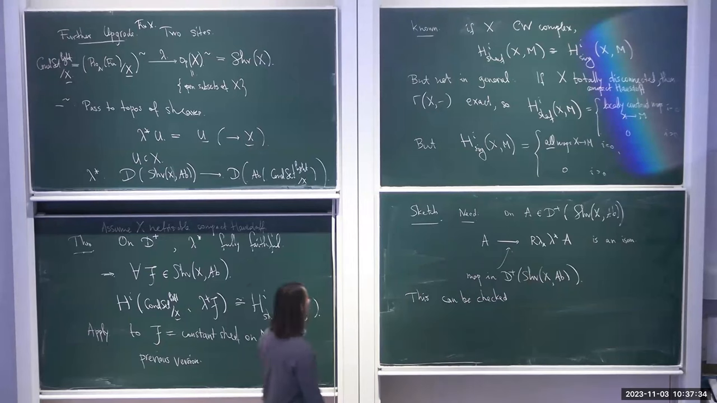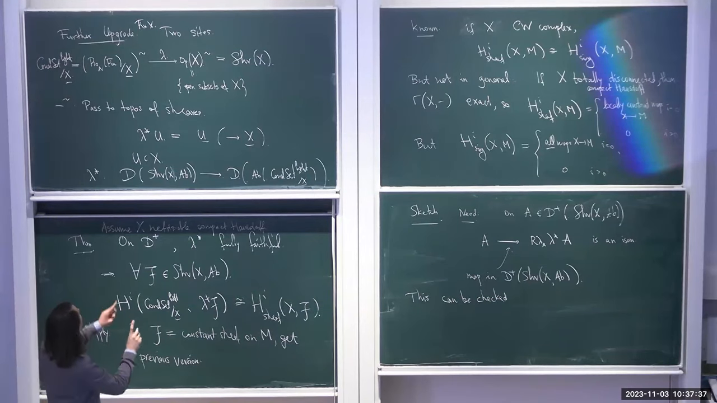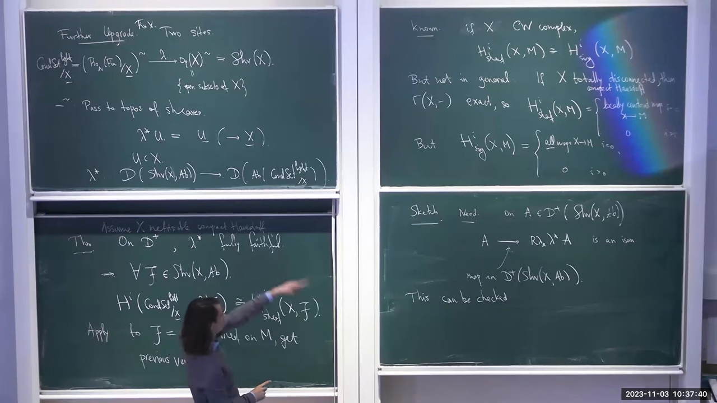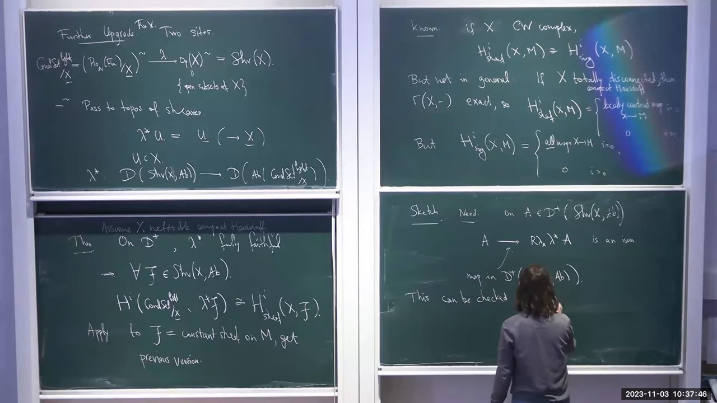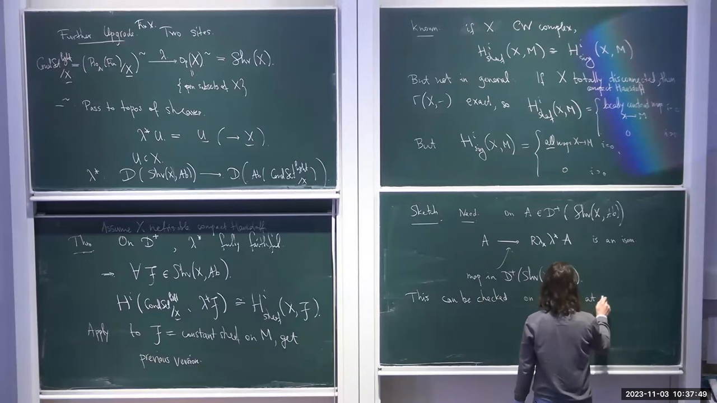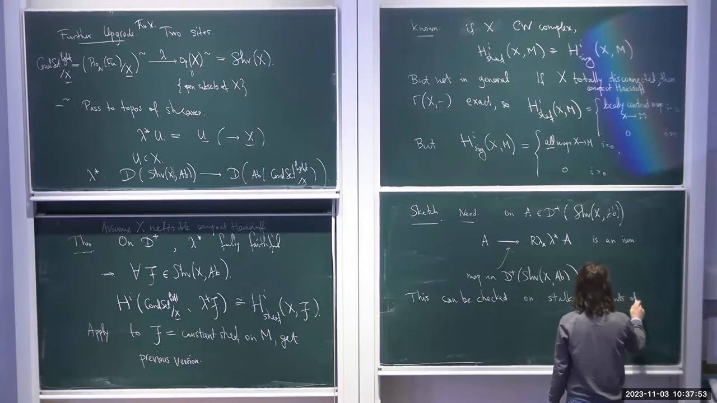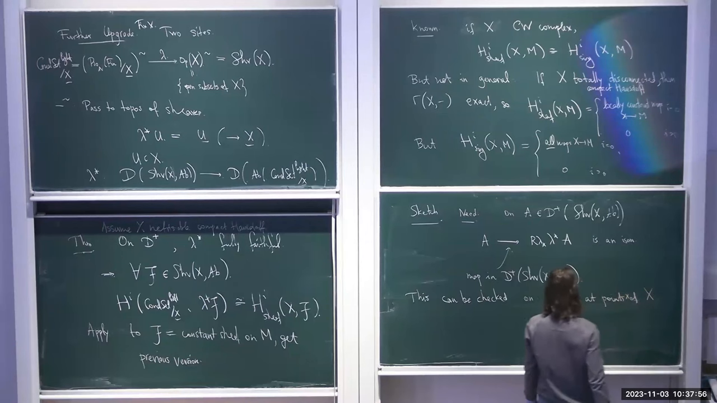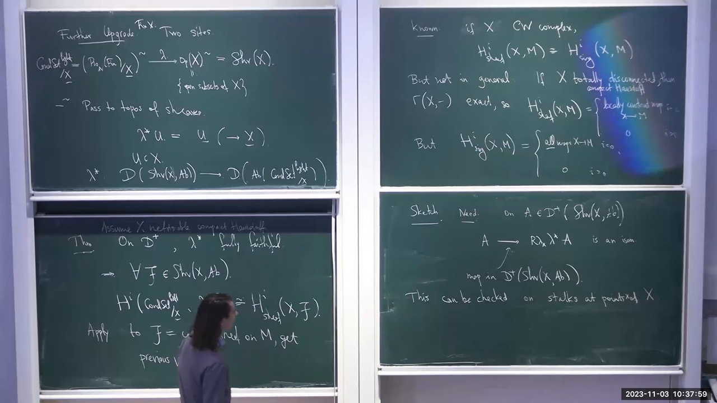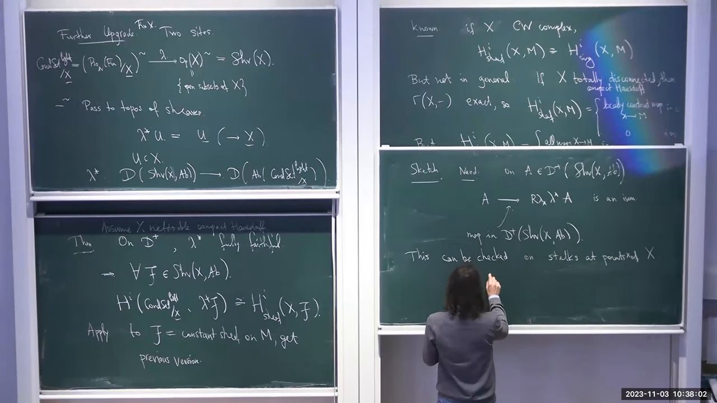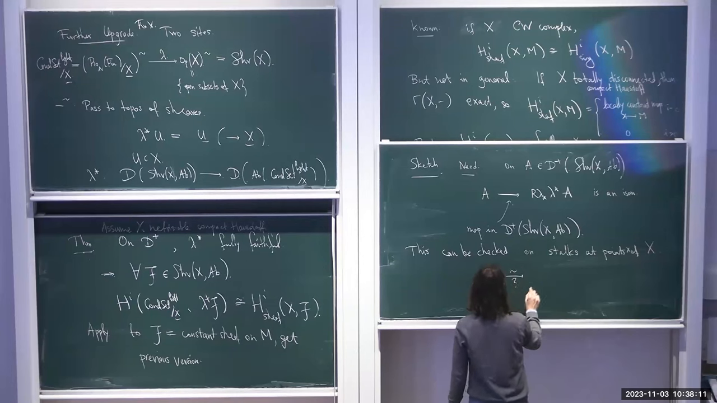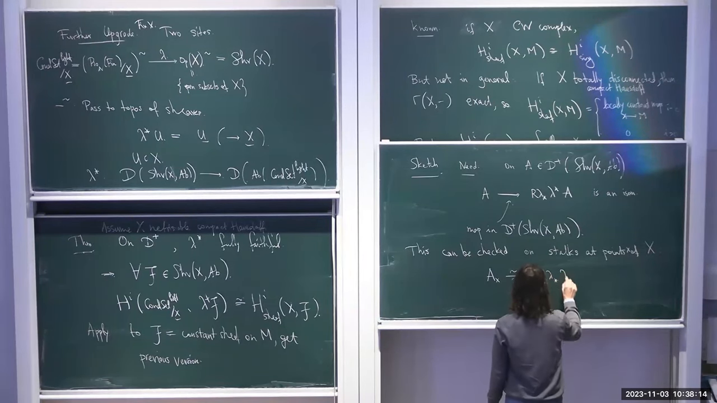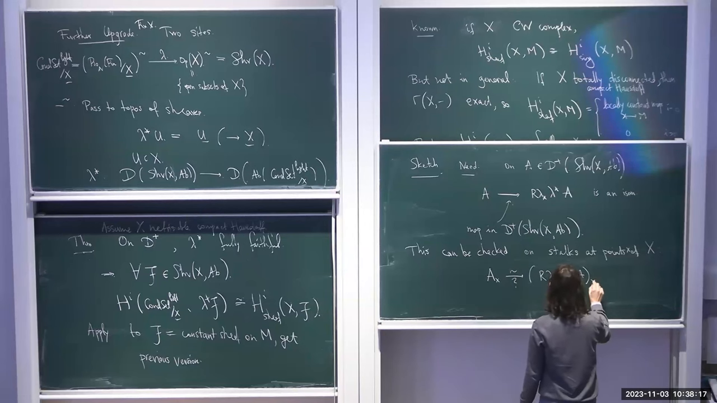And this really is a key point where I'm using the topos theoretic formalism in order to make the reduction to checking something on stalks, at points of X. So we want that A_x maps isomorphically, oh right, we wonder whether this maps isomorphically to this thing.